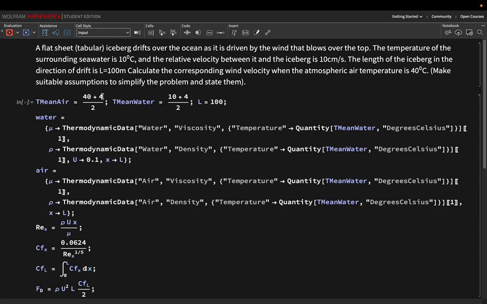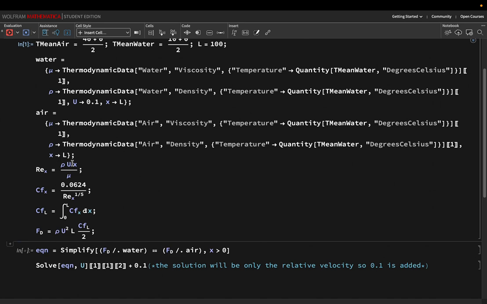So you have to compute the properties at the mean temperature. Ice temperature is zero. The length we can assume is given as 100 meters for the iceberg. So for that particular length, we will use the air and water properties. The Reynolds number is again the same as before. We have CFX again the same relation as before in terms of whatever corresponding Reynolds number we have. And CFL is the length-averaged friction coefficient.